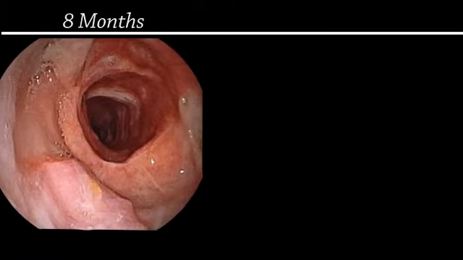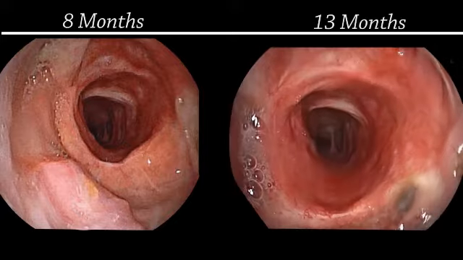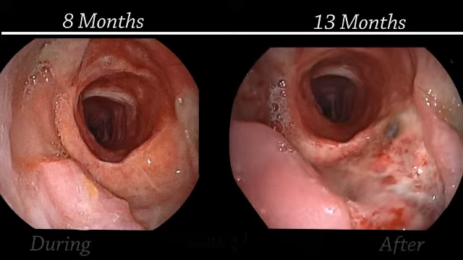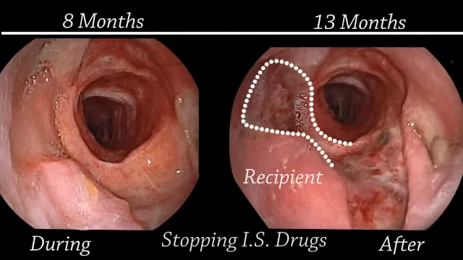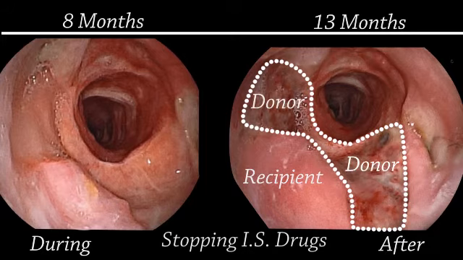The endoscopic image 8 months after orthotopic transplantation is now compared with that after 13 months, 1 month after stopping immunosuppressive drugs. After 13 months, the recipient's buccal mucosa is intact and swollen, while the donor's epithelial lining shows early signs of necrosis.